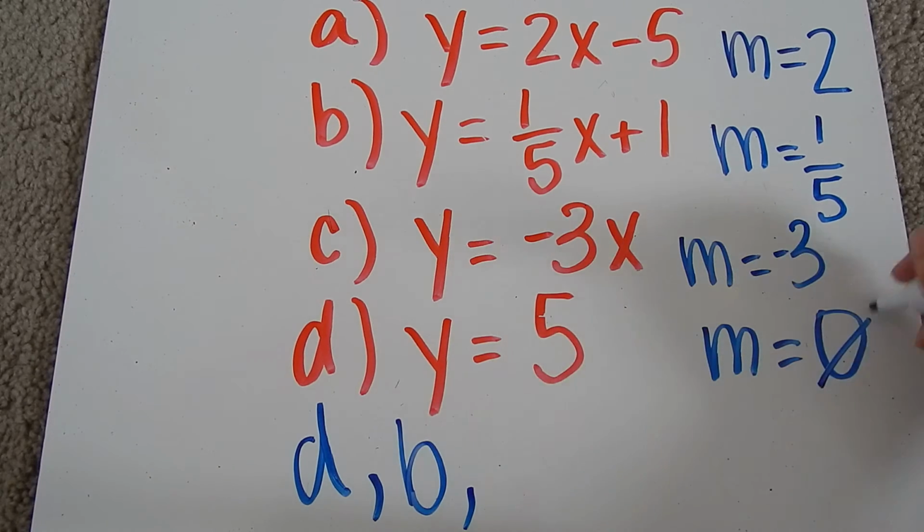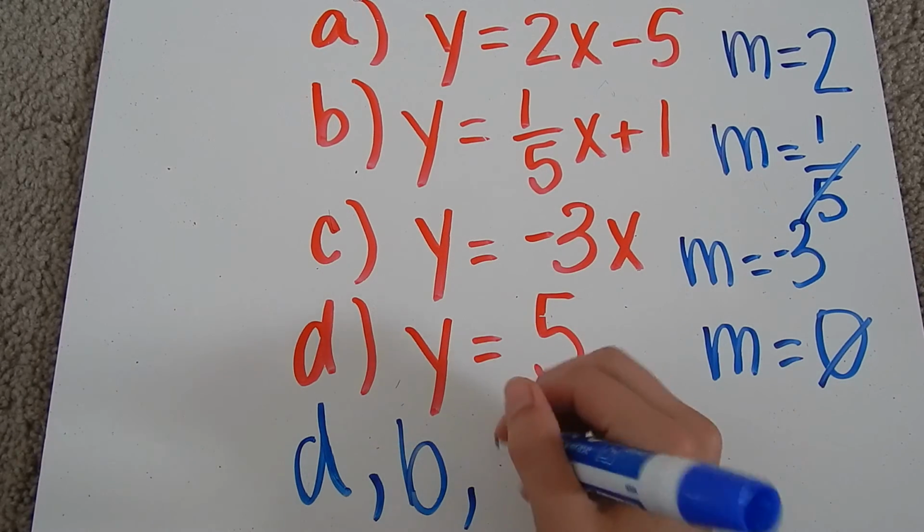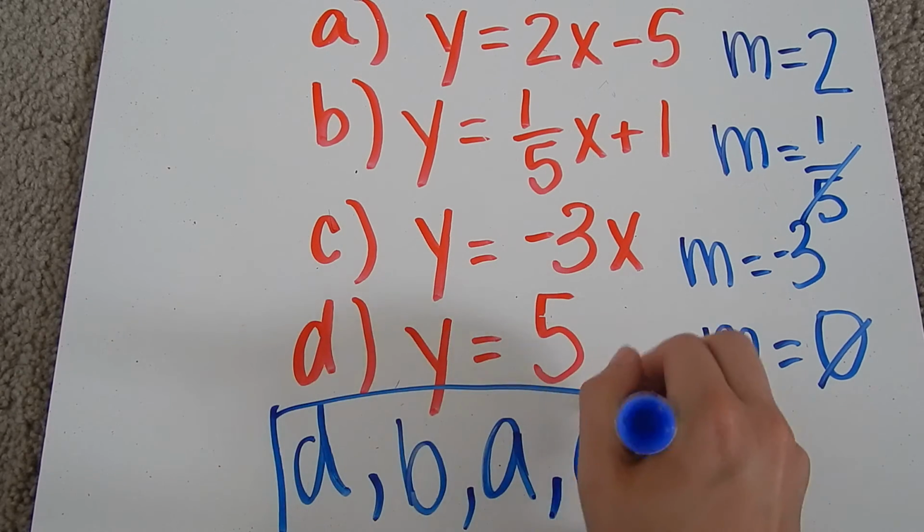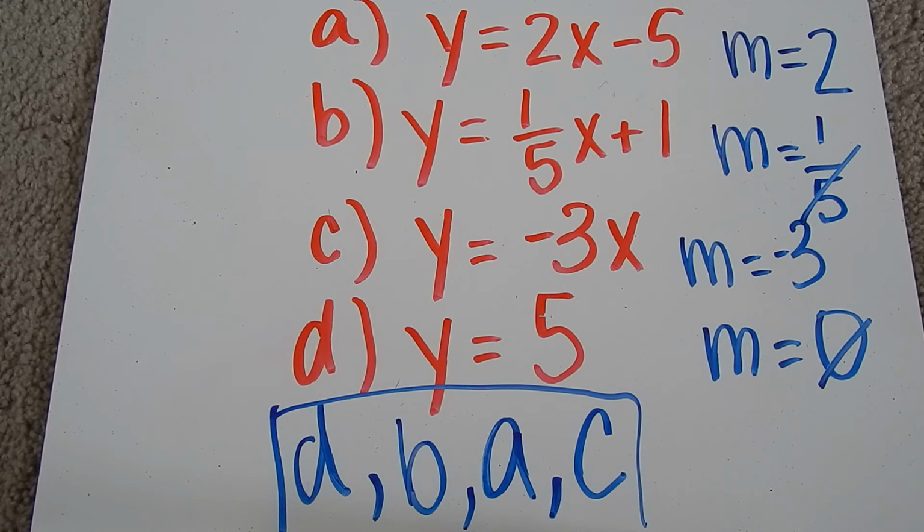Then I have 2 and negative 3. Obviously 2 is less than 3. Remember, we ignore the negative sign. So my next letter is A. And then my last one, of course, is C. And so this would be the order of those lines.